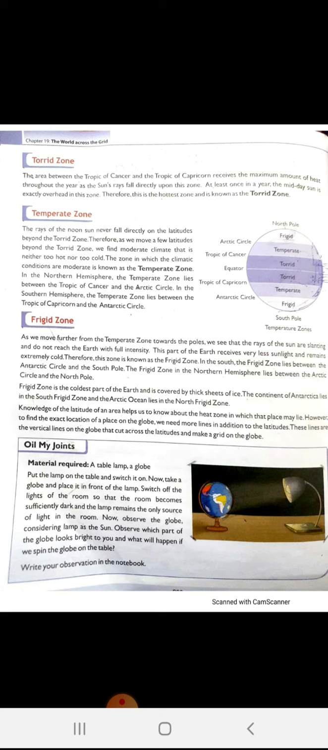Now come to the temperate zone. Above the torrid zone, in the northern and southern hemispheres, we have two temperate zones. The rays of the noon sun never fall directly on the latitudes beyond the torrid zone. So we have direct sun rays only in the torrid zone, and in the temperate zones we get slanting sun rays. Slanting means they come at an angle. We find a moderate climate that is neither too hot nor too cold. So the torrid zone is very hot.